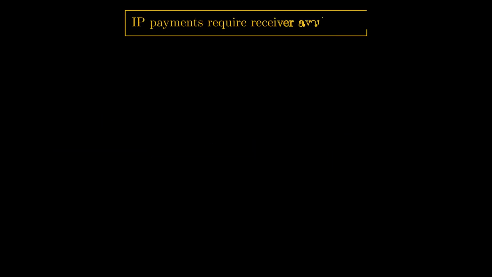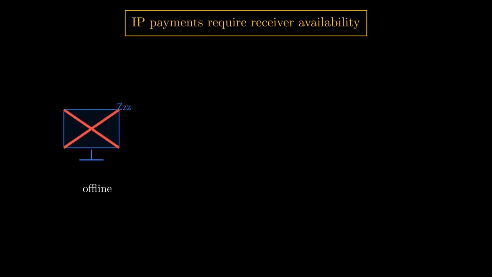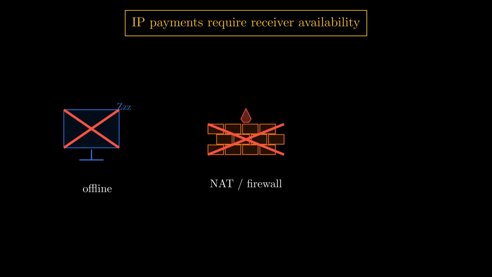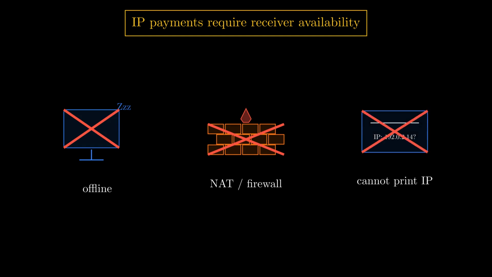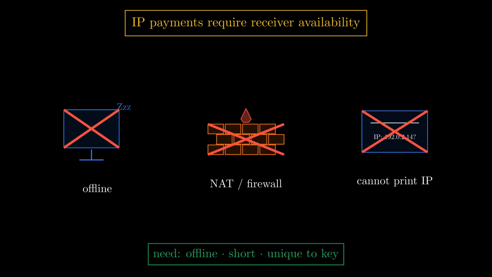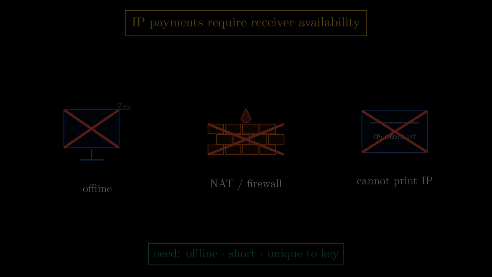The problem is obvious in hindsight. To receive money, you had to be online, reachable, and free of firewalls or NAT routers blocking incoming connections. Miss any of those and payment failed. You couldn't put an IP on a business card, email an invoice, or accept donations while asleep. Bitcoin needed a way to hand out a receiving identity that worked offline, stayed short, and still tied uniquely to your key. The fix starts with cryptographic hashes.